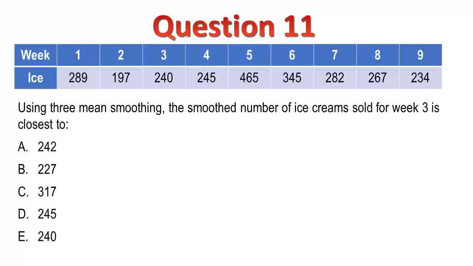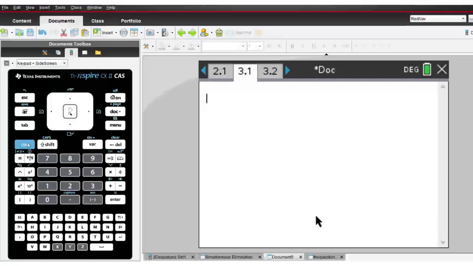Question 11. We've been provided with the same set of data. This time we're asked for the smoothed mean for week 3 using a 3-mean smoothing method. This one's much easier. In fact, we can do this directly on the calculator application.